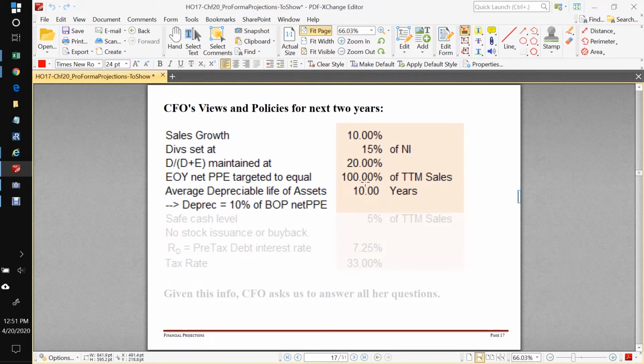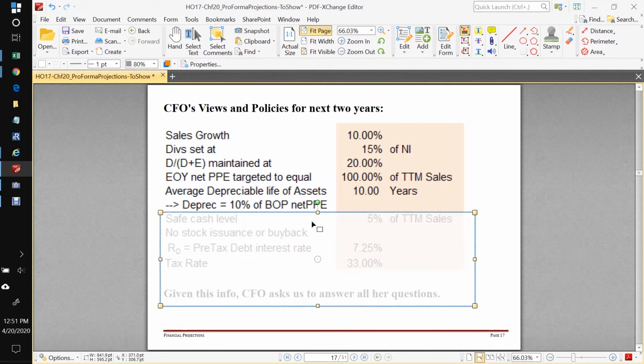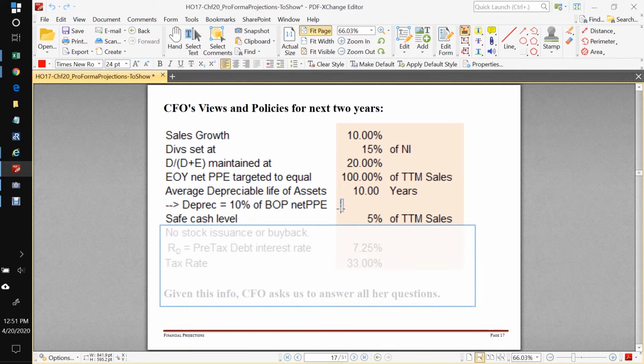So that's going to be a target for PPE going forward. And the average depreciable life of all the depreciable assets of the firm is 10 years, which means that the depreciation in each year is going to be 10% of beginning of period net PPE. That's a lot of work the CFO did to get that number, but happily she did it, so we don't have to.